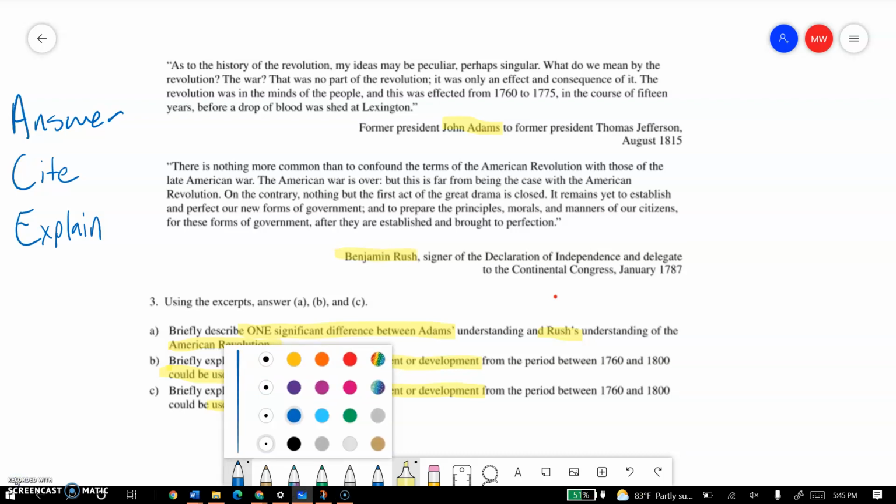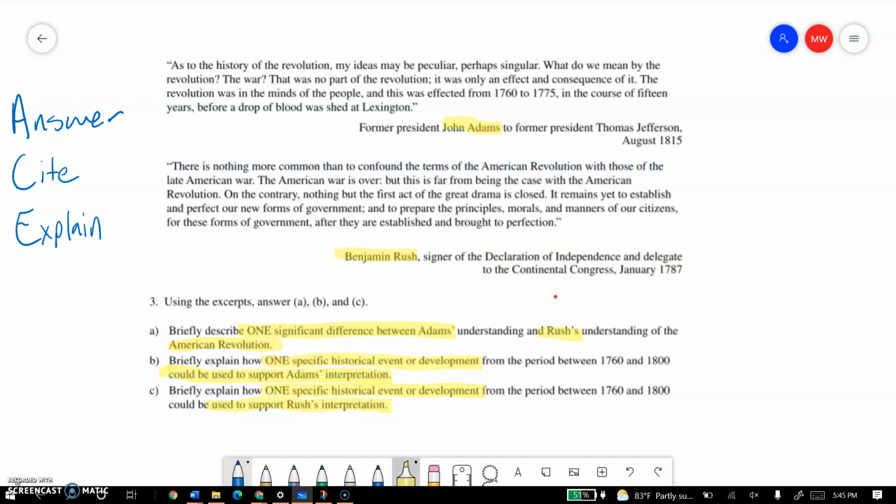Historians, now that you have read these two documents, you should have a pretty good idea of how they differ. Both men clearly have very strong opinions about when the revolution actually happened. John Adams says, what do we mean by the revolution? The war? That was no part of the revolution, only an effect and a consequence of it. The revolution was in the minds of the people, and this was effected from 1760 to 1775, before a drop of blood was shed at Lexington.